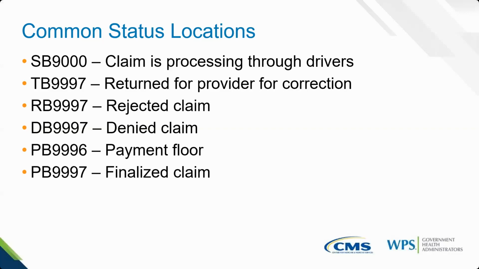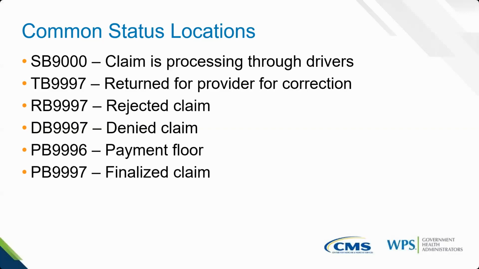The RB 9997 means that the claim has been rejected, while DB 9997 means that the claim has been denied. PB 9996 means that the claim is on the payment floor. Now, the payment floor is a waiting period in which a contractor is not allowed to pay, issue, mail, or finalize the initial determination on a claim.